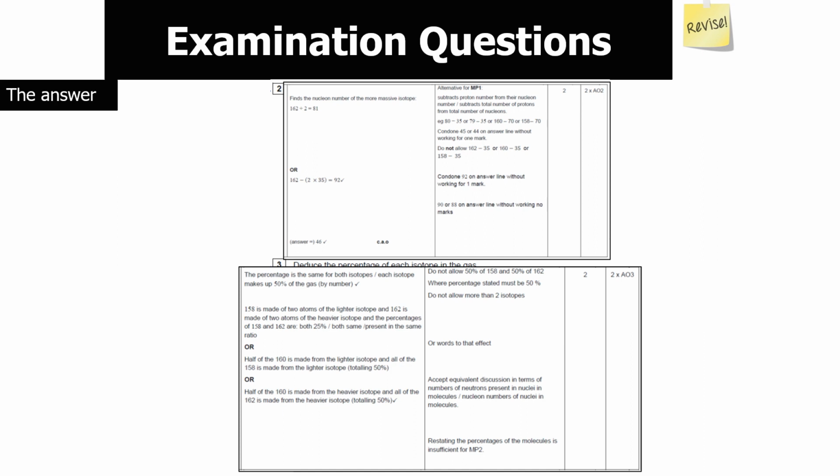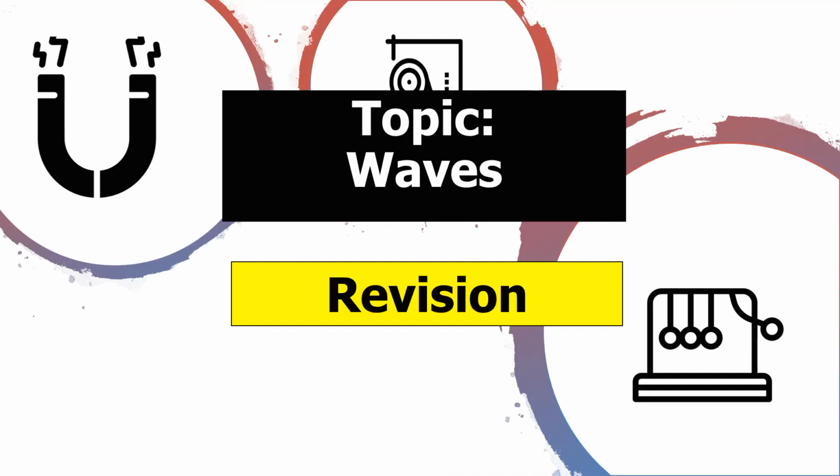Now what's the percentage of each isotope going to be? Well, the percentage is the same for both isotopes. So each isotope makes up 50% of the gas by number. So what you can say at that point is that 158 is made up of 2 atoms of the lighter isotope, and 162 is made up of 2 atoms of the heavier isotope, and the percentages are both 25% in the same ratio. So you could also indicate that half of 160 is made from the lighter isotope and all of 158 is made from the lighter isotope, and that gives you 50%, and therefore half of 160 is made from the heavier isotope and all of 162 is made from the heavier isotope, which again is 50%, indicating that's 50 and 50%. We're now going to look at some questions regarding waves.